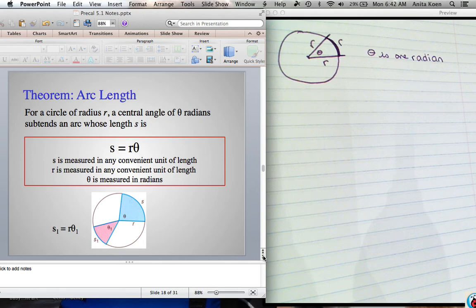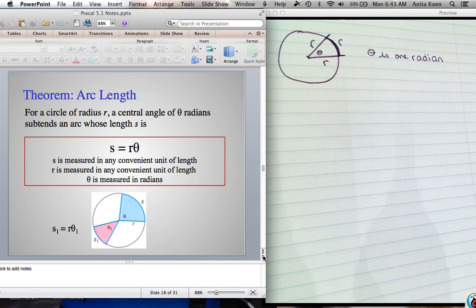Any convenient unit of length. R is measured in any convenient unit of length. So the radius can be centimeters, inches, kilometers, meters. Those 2 units of length need to match up in the problem. So if S is measured in inches, then R needs to be measured in inches. Theta, however, is always measured in radians.